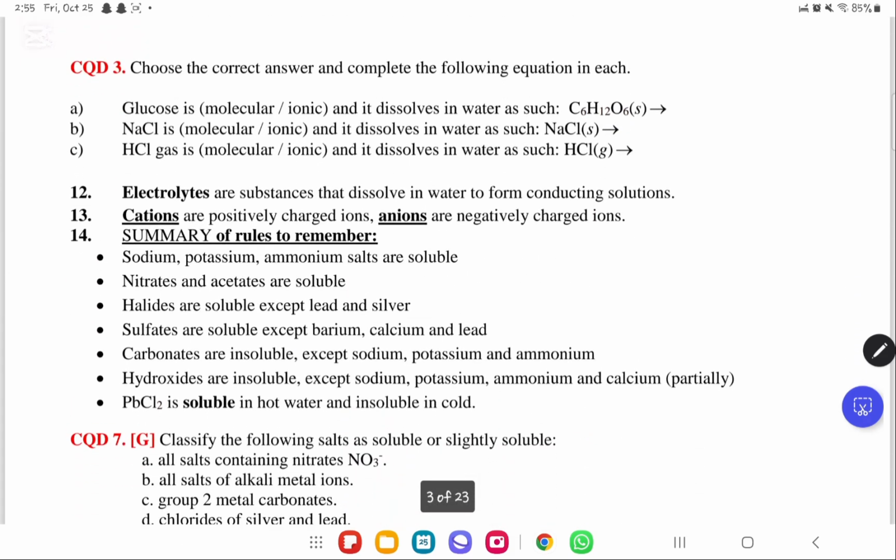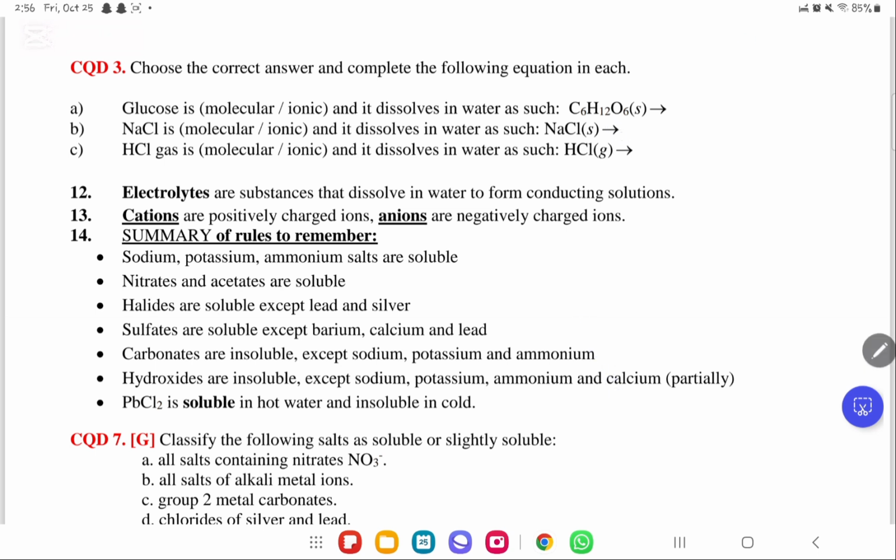Now we have CQD number 3. This is very, very important. Okay, we have something I explained in the video that I will tag in the comments. We have molecular compounds and ionic compounds. We have some molecular compounds, very few of them, that will form ions in water, though not pure ions. And then we have the ionic, which form pure ions in water. Then we have the regular molecular compounds, which do not form ions in water.